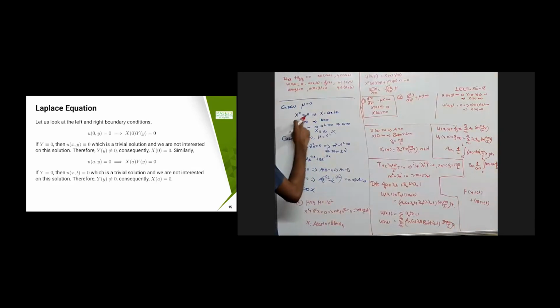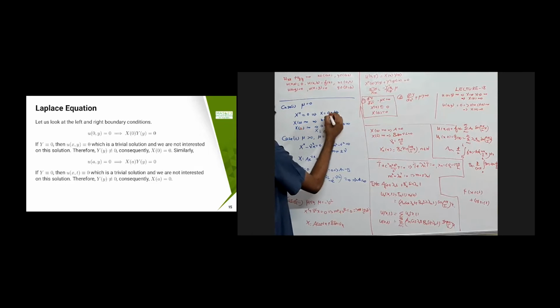If I use lambda equal to 0, then X double dash equal to 0, so X equal to ax plus b. X of 0 equal to 0 means b equal to 0. Now L is there, so in the place of L, I have a here. Therefore a1 into a equal to 0 means a1 equal to 0. If a1 equal to 0, X equal to 0 completely, but I am not interested in this one. So let us remove that.